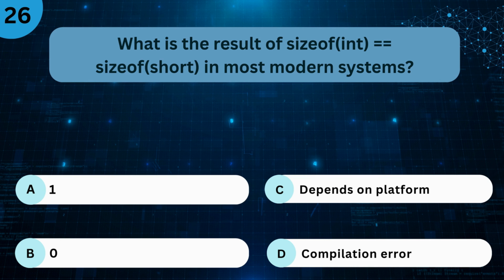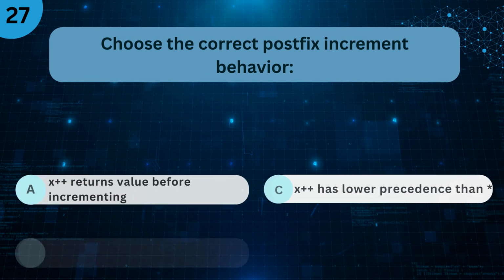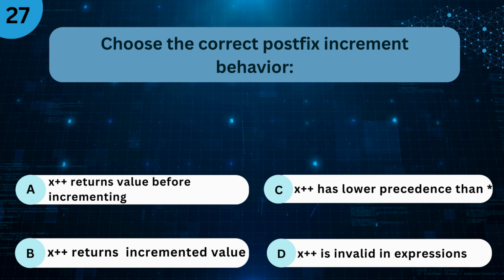What is the result of sizeof(int) == sizeof(short) in most modern systems? A. 1, B. 0, C. Depends on platform, D. Compilation error. The right answer is C. Depends on platform. Choose the correct postfix increment behavior.